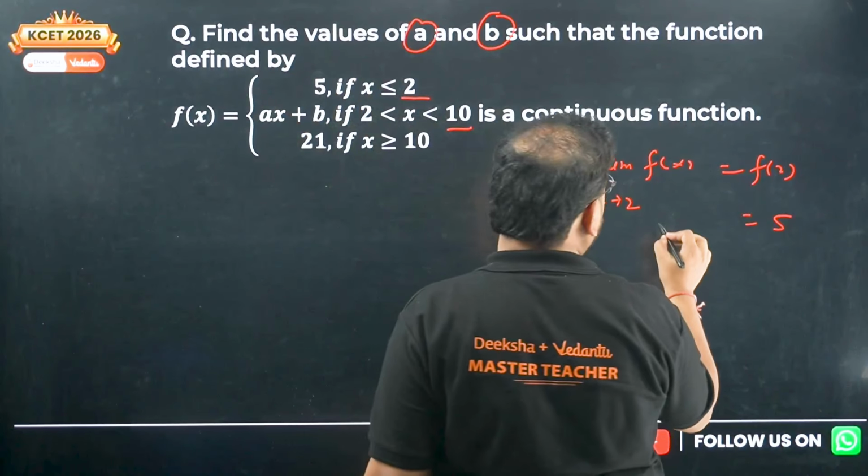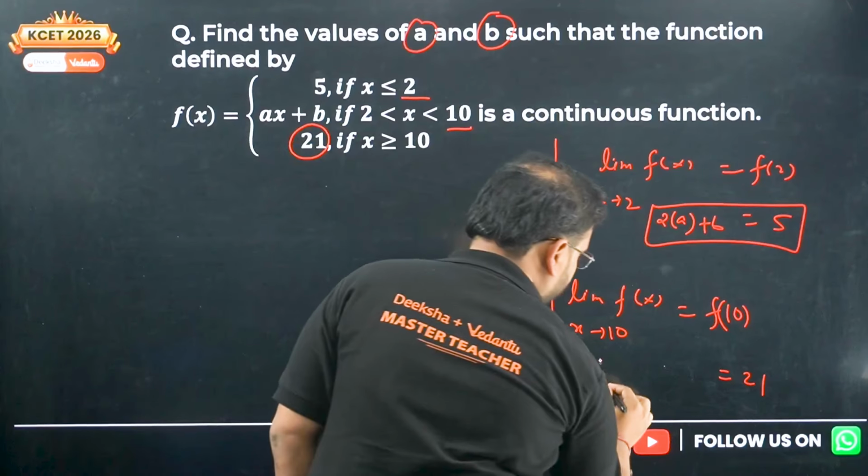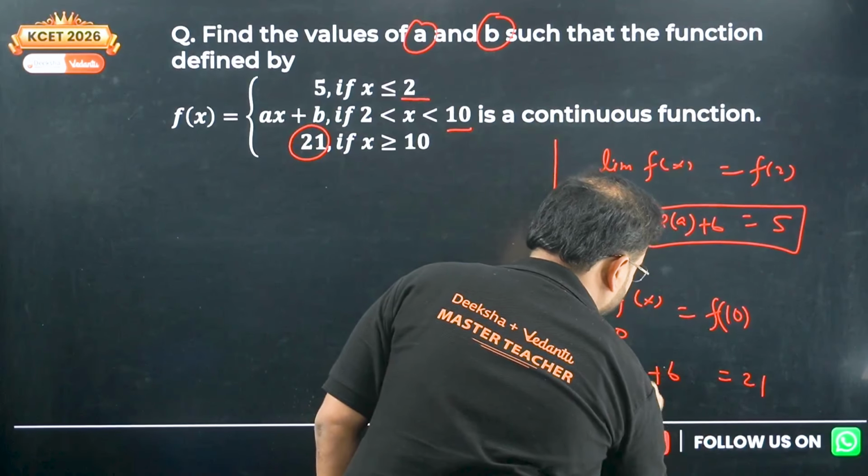Next, what we get? Limit of the function when x tends to 10 should be equal to f of 10. Okay, f of 10 you check is 21. So right here, 21. Now we put the value of 10 here, so 10a plus b. This is my equation number 2.